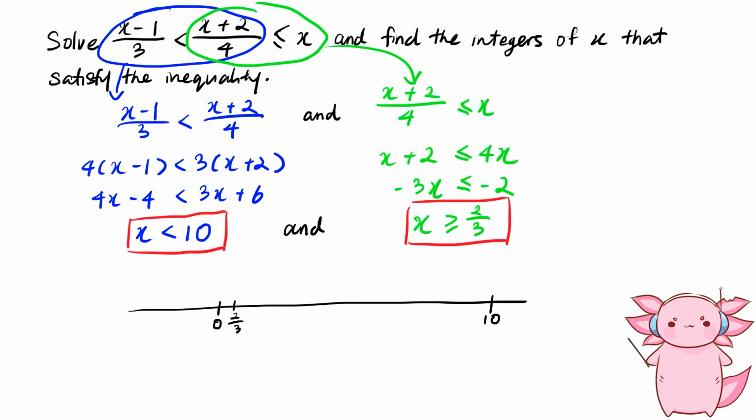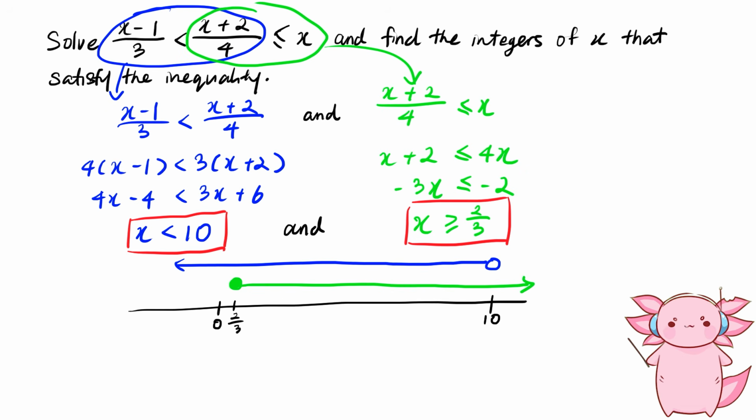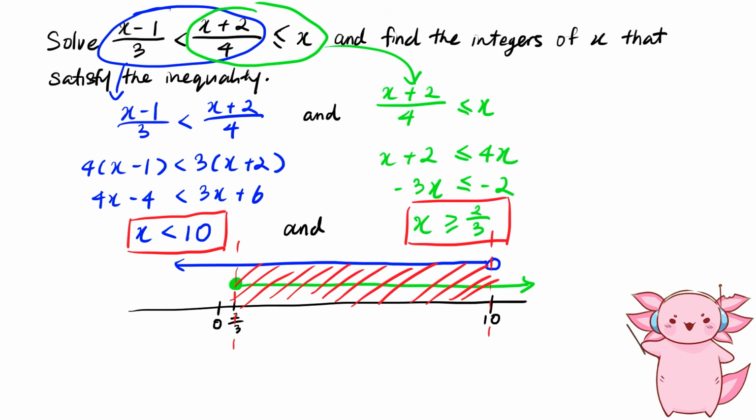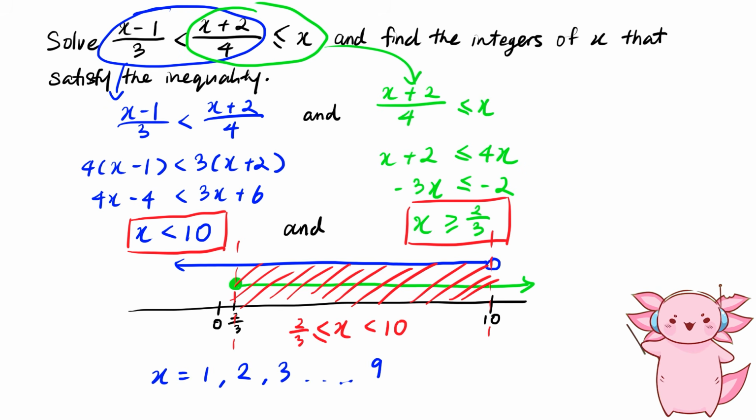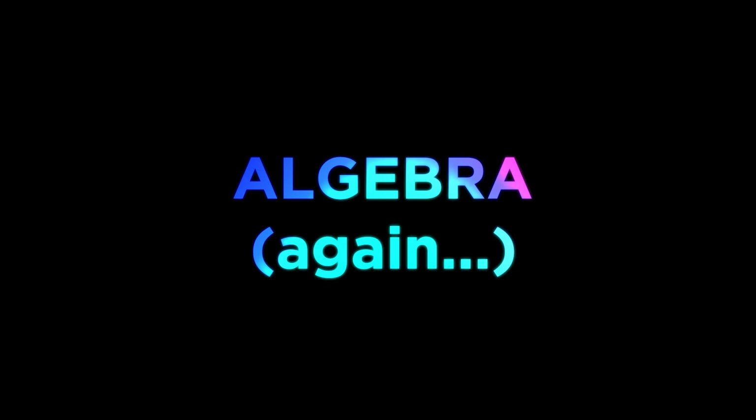Now let's draw a number line to help us out with part B. And since these two inequalities are talking about this region over here, where x is greater than 2/3 but less than 10, then the integers will be 1, 2, 3 and all the way up to 9, because 10 is not counted, because x has to be less than 10.